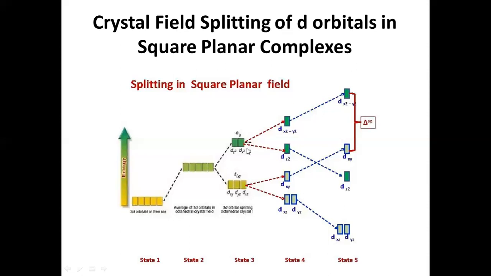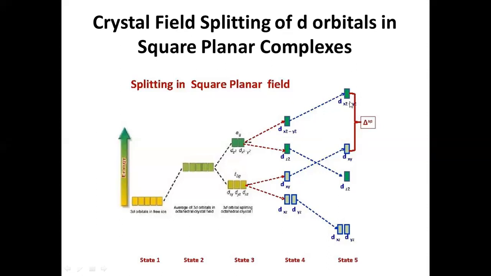That is what we are able to see here. In case of eg orbitals, the z orbital is reducing in energy, whereas the ligands are present on the xy axis, so the dx square minus y square orbital is increasing in energy. Also in case of t2g orbitals, the xz and yz orbitals are reducing in energy, whereas the xy orbital is increasing in energy. And when a square planar complex is perfectly formed, the z component is completely reduced in energy, and the xy components are completely increased in energy.